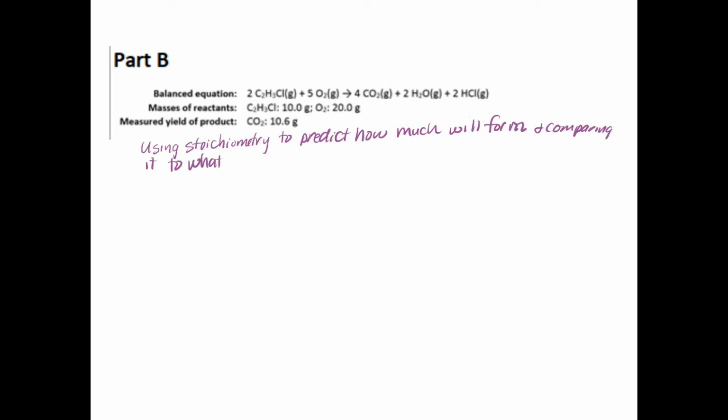Now we're going to use stoichiometry to predict how much of a compound will form as compared to what actually forms, since no reaction is 100% efficient. And you can see here we have 10.6 grams of carbon dioxide formed. And so what we need to do here is figure out how much is actually formed as compared to that number.